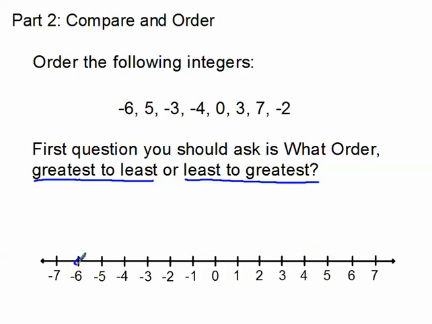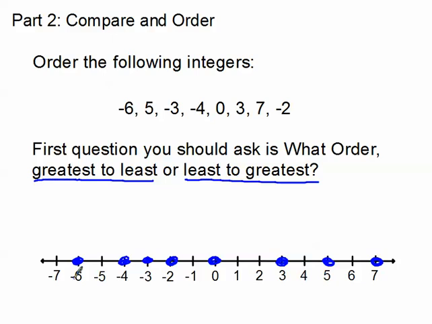So in this case, we've got a -6, we have a 5, we have a -3, we have a -4, we have a 0, we have a 3, we have a 7, and we have a -2. So now based on that, if I want these numbers in order from least to greatest, we would write them -6, -4, -3, -2, 0, 3, 5, and 7. If I wanted these in order from greatest to least, I would just write it the other way. 7, 5, 3, 0, -2, -3, -4, and -6.